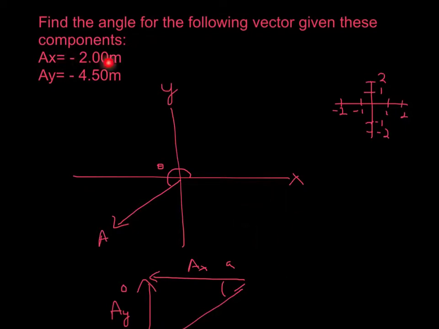So what you do is you take your x component and you see the x-axis and you see which one's negative. So it's negative on the left side right here. So the x component will be right here. The y component is on the y-axis, and since it's negative, it will be right here. So the x component is here and the y component is here. So that means the vector has to be here. Okay, so since the vector is here, now we have to determine the angle.